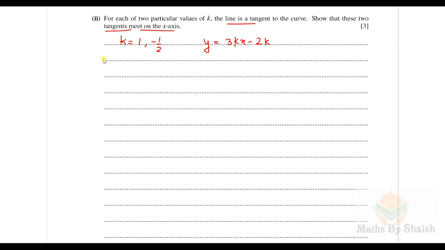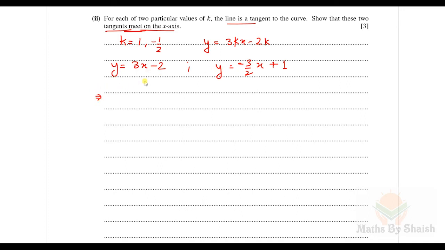First of all, let's find the two tangents. For k equal to 1, it is y equal to 3x minus 2, and for k equal to minus 1 by 2, y is equal to minus 3 by 2 x plus 1, since 2 into 1 by 2 is 1. So these are the two tangents to the curve. Now we need to show that these two tangents meet on the x-axis. Again this is meeting, so we are going to equate them to get the values of x and y.